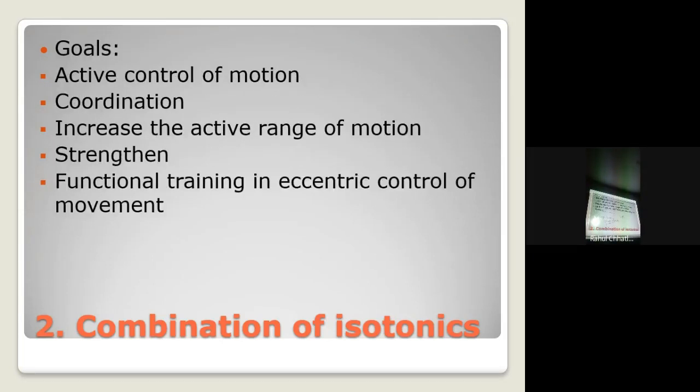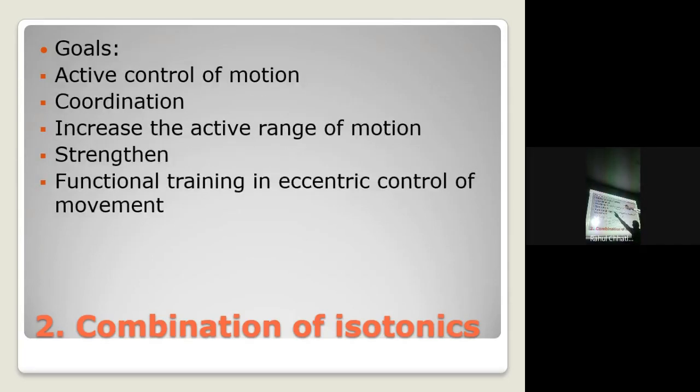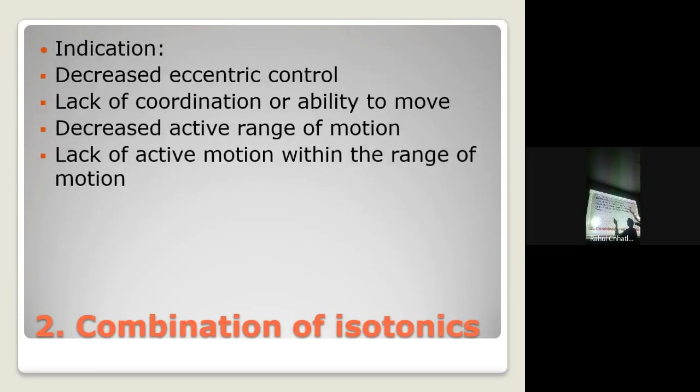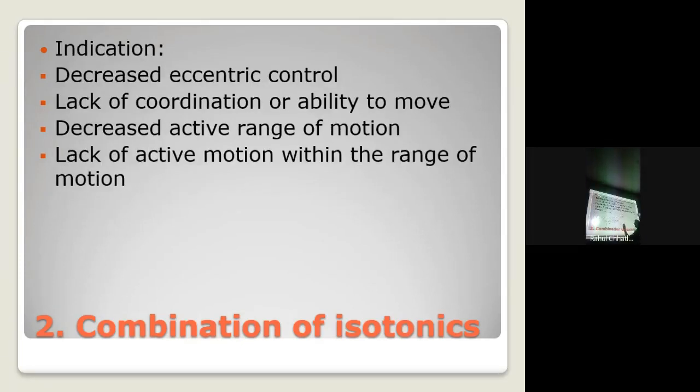Indication. So from here you can see eccentric control. There is decreased eccentric control, lack of coordination, that was second. Coordination. From goals itself, you will be able to make the indications. Decreased active range of motion, so we are giving to increase the active range of motion. Lack of active motion within the range of motion. So that is all from the goals itself, you will be able to write the indication. If you remember the goals, the indication you will automatically be able to write from the goals.